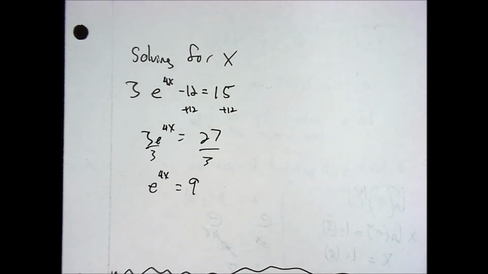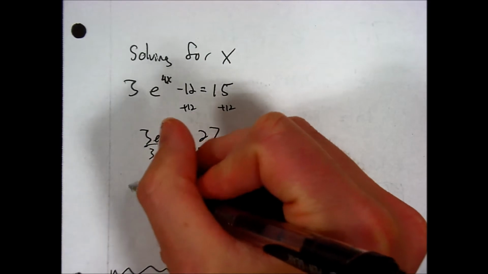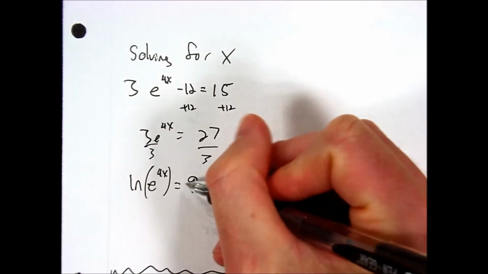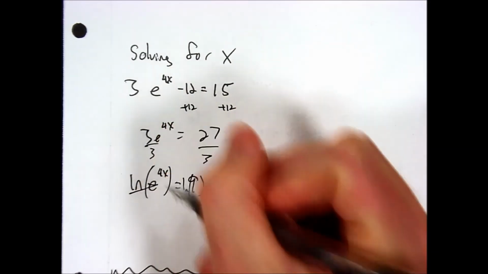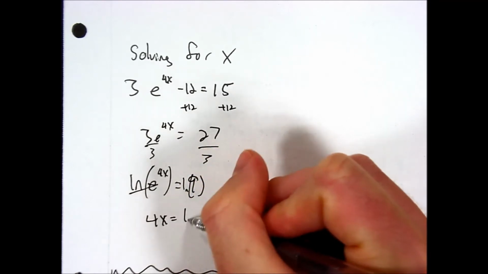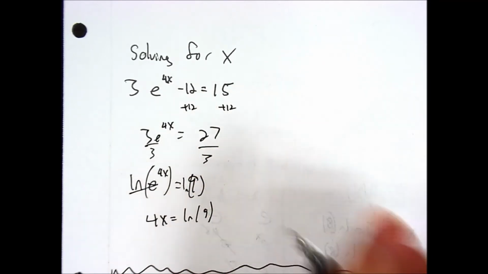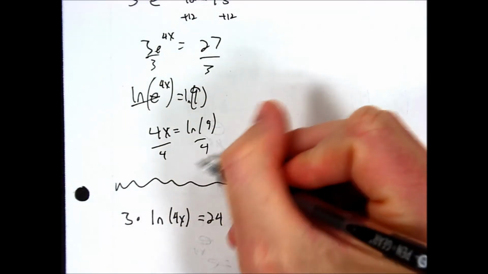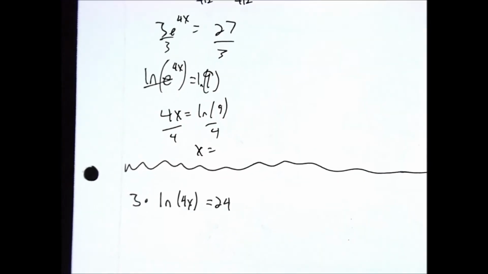Now we have the e to the x part by itself. We're going to natural log both sides. 4x equals the natural log of 9. Then we can divide by the 4, and we'll finally get our answer.